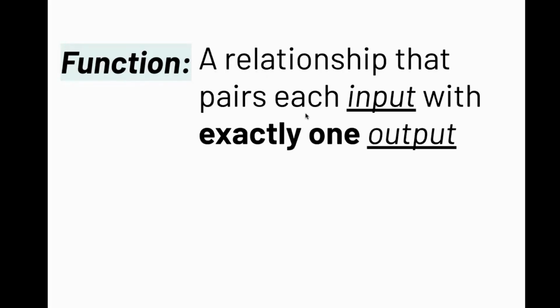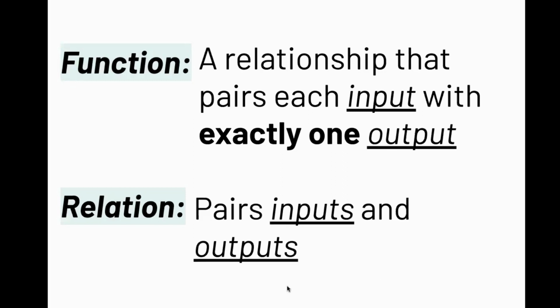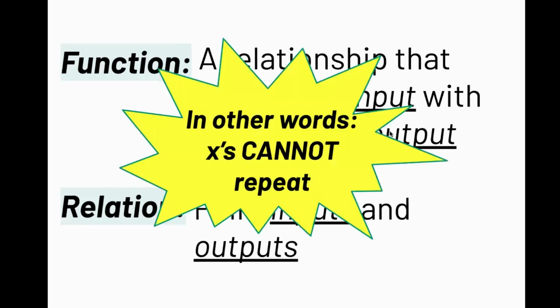Now we're going to look at the definitions of a function and relation. So a function is a relationship that pairs each input with exactly one output. And a relation is something that pairs inputs and outputs. For the next part of our lesson, we're going to try and determine whether each relation represents a function. And looking at the definition of a function, we know that it pairs each input with exactly one output. So in other words, your x values cannot repeat.